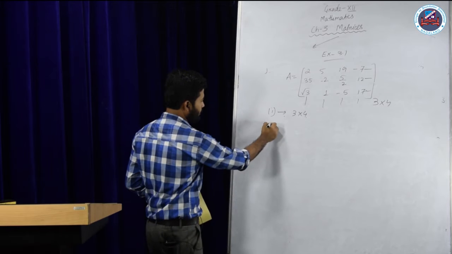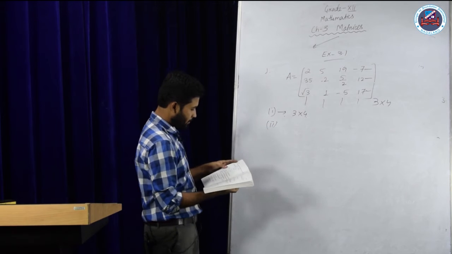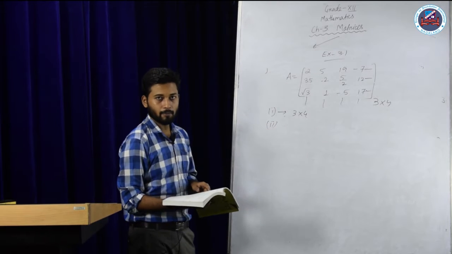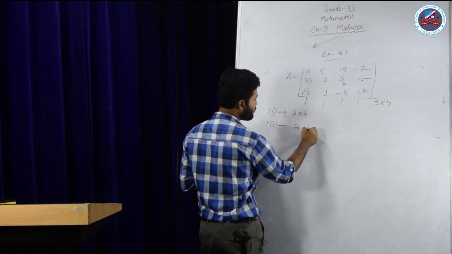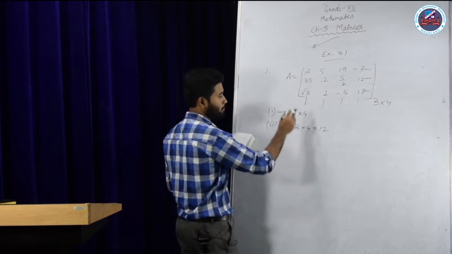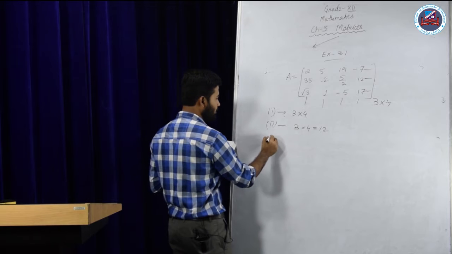Okay. Now, what is the next question given? What are the number of elements? So total number of elements, how to find it? So 3 into 4, that is equal to 12. So number of rows into number of columns, so we get 12 here.